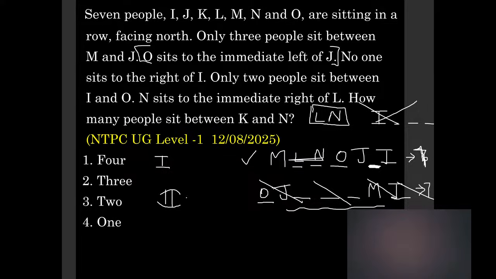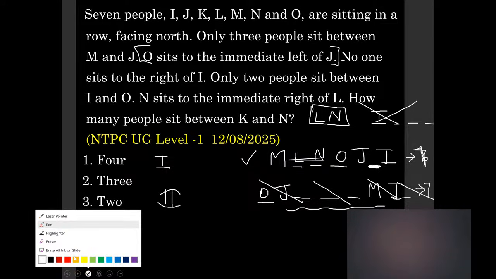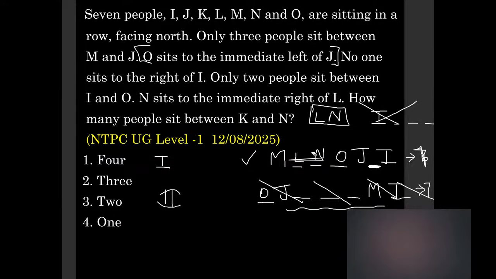Now the remaining person, we have one blank remaining, and in that blank we can take the remaining person. So who is the remaining person? M is fixed, L is fixed, N is fixed, and O is fixed, J is fixed, I is fixed. So the remaining person is K. Now this is the final order: M, L, N, O, J, K, I. This is the final order which is satisfying all the sentences given in the question.